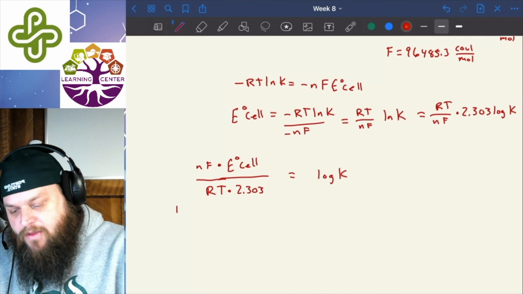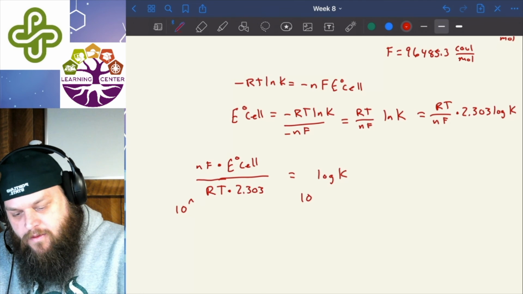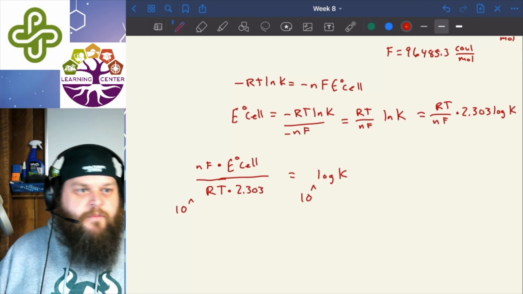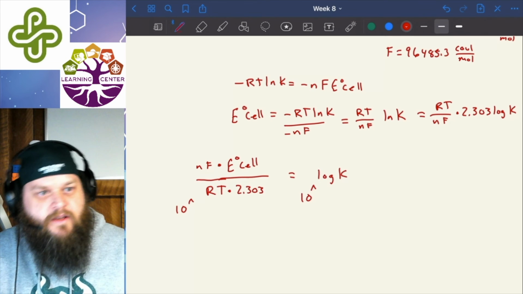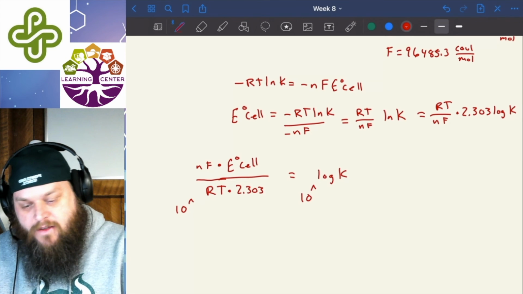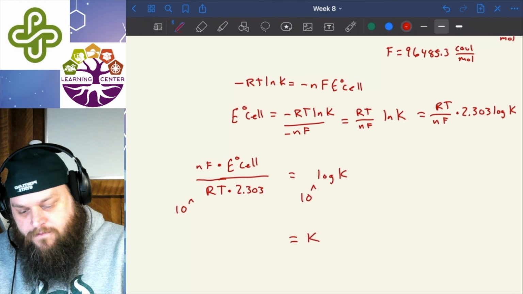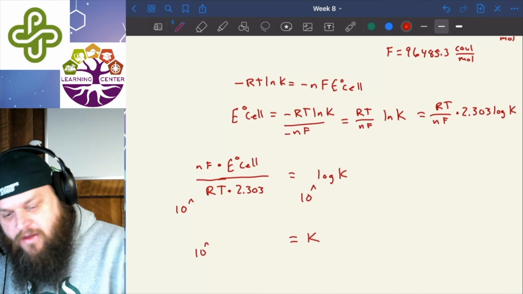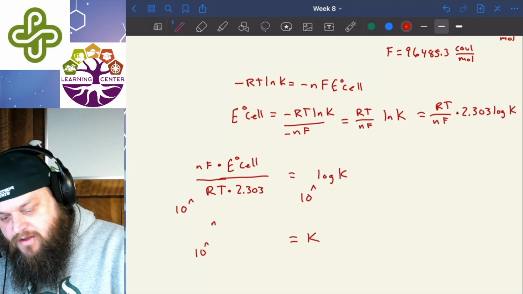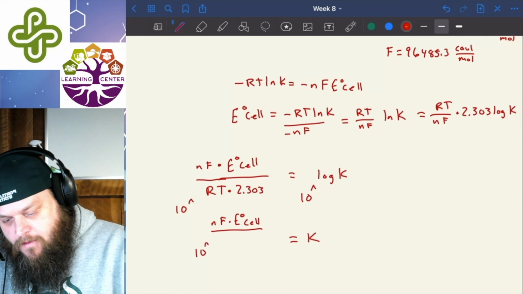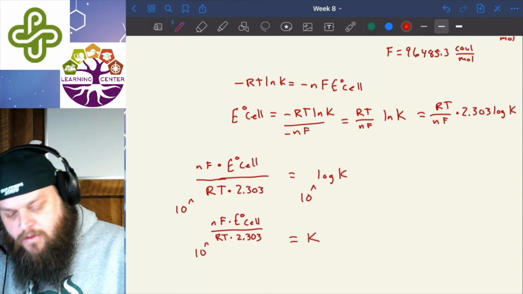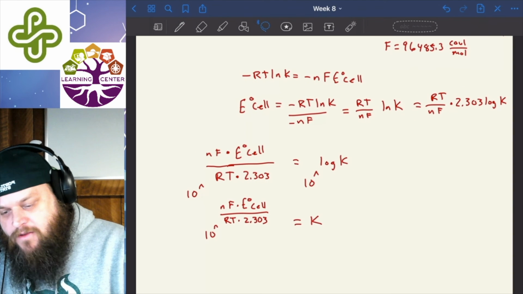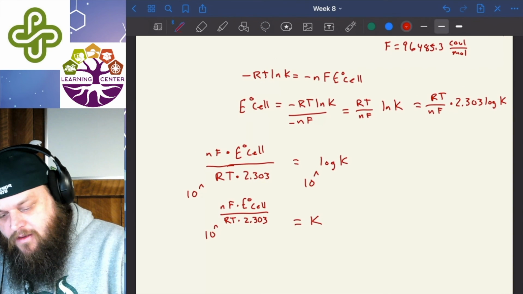And now I can take everything 10 to the power of on either side of the equation. So 10 to the power of that fraction is going to give me the value for K, because 10 to the power of log of K is just equal to K. Put the little caret there so you can see that it's this whole fraction that's part of the exponent. So that's a really good equation to have handy.